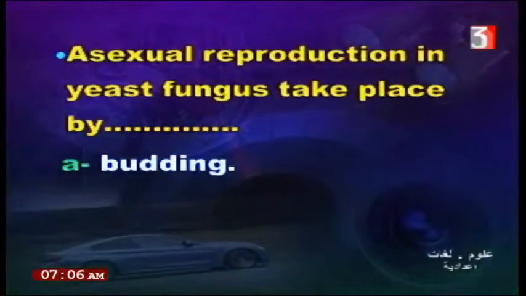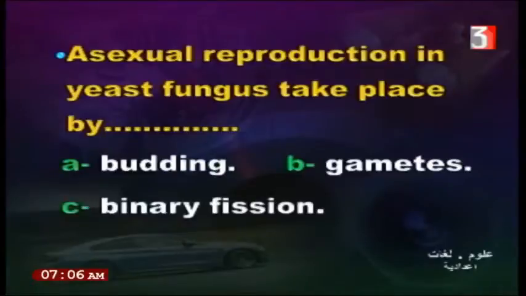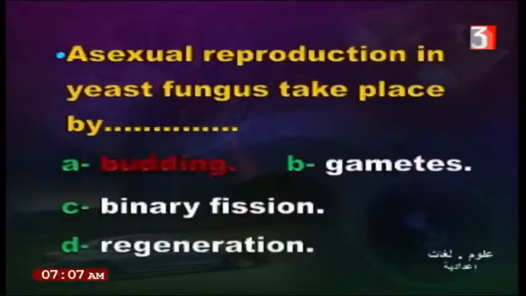Choose. First, asexual reproduction in yeast fungus takes place by budding, gametes, or binary fission. Try to think. Right, it's budding. Budding is the way of asexual reproduction in yeast fungus. Next one.